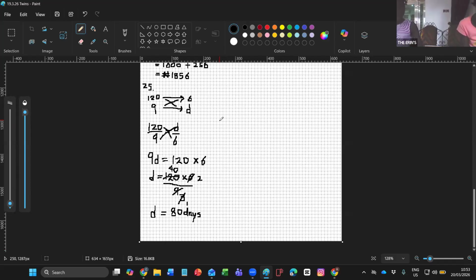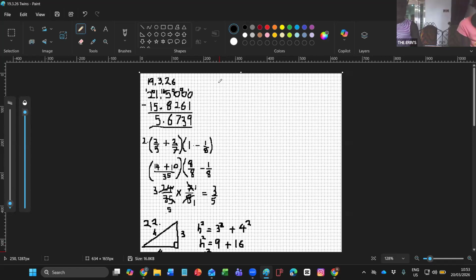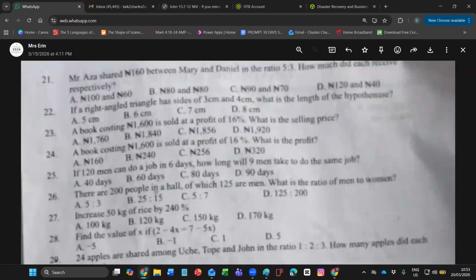26. All right. So what does number 26 say? There are 200 people in a hall, of which 125 are men. Question: what is the ratio of men to women? Smart question. Okay, so Faith, can you help us with this question? They asked, what is the ratio of men to women?